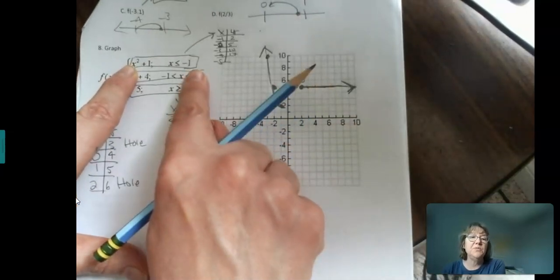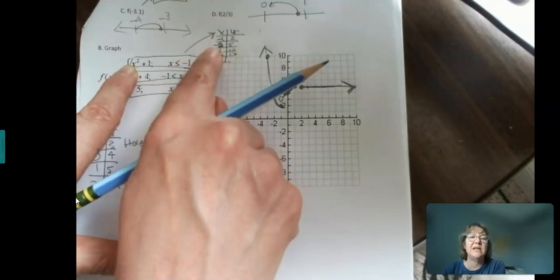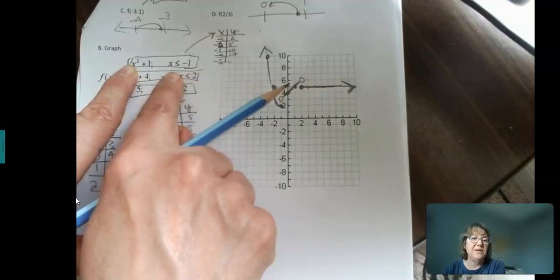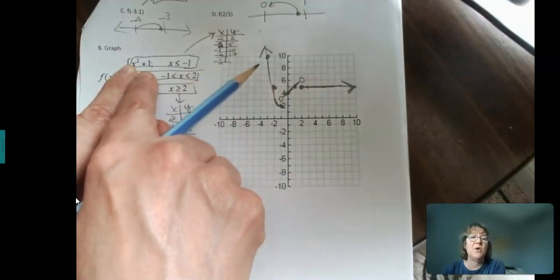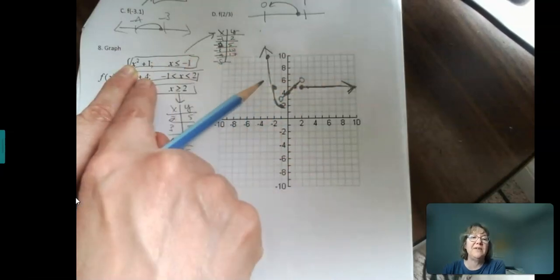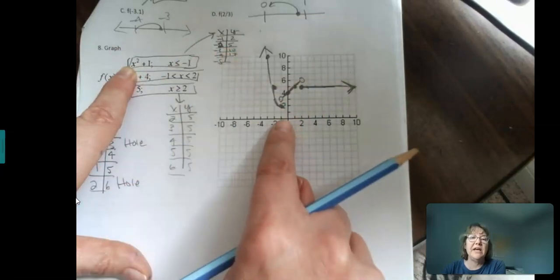Okay, so this one, I can have -1, that's great, and I'm going less than. So I did -1, -2, -3, -4, -5 to get a feel. Sub in -1. -1 squared is 1 + 1, output 2. -2: 4 + 1, output 5. -3: 9 + 1, output 10. And that's about all I had space to graph.